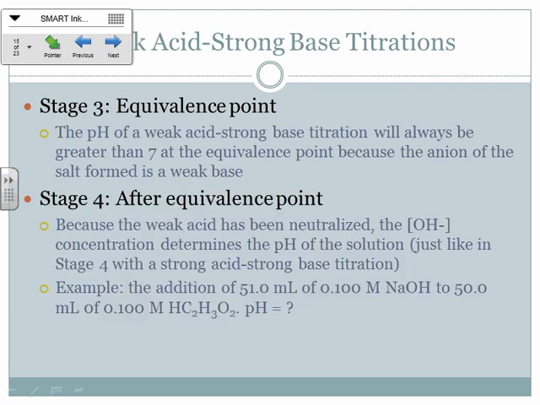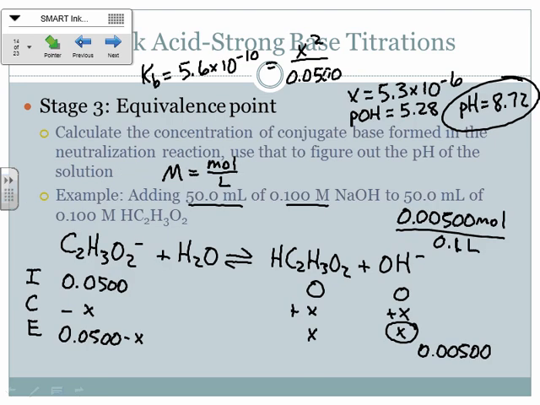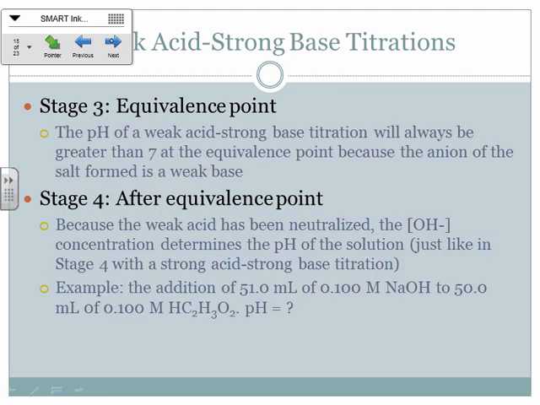So the assumption that we typically make is that the pH is going to be determined solely by the amount of OH minus we're dumping into this thing from the strong base. So after the equivalence point, you can ignore the equilibrium that's happening here, okay? Because what's really changing the pH after the equivalence point is the strong base that we're dumping in. Does that make sense? Okay, so because the weak acid has been neutralized, the OH minus concentration determines the pH.